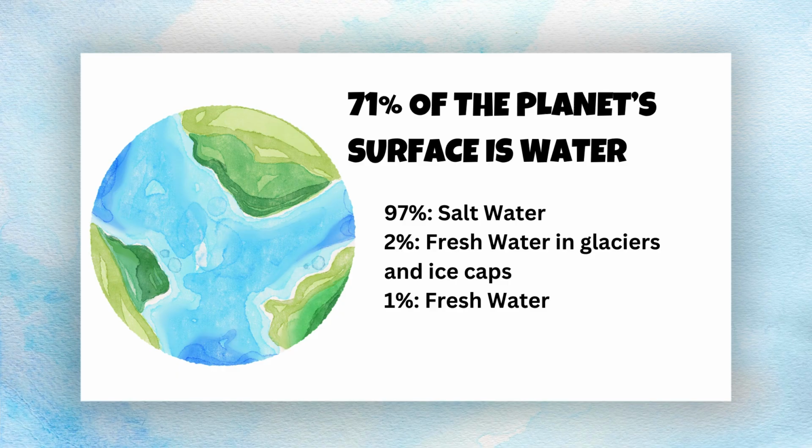Did you know that 71% of the Earth's surface is covered with water? Out of all that water, 97% is salt water, 2% is fresh water stored in glaciers and ice caps, and only 1% is the fresh water we can use.